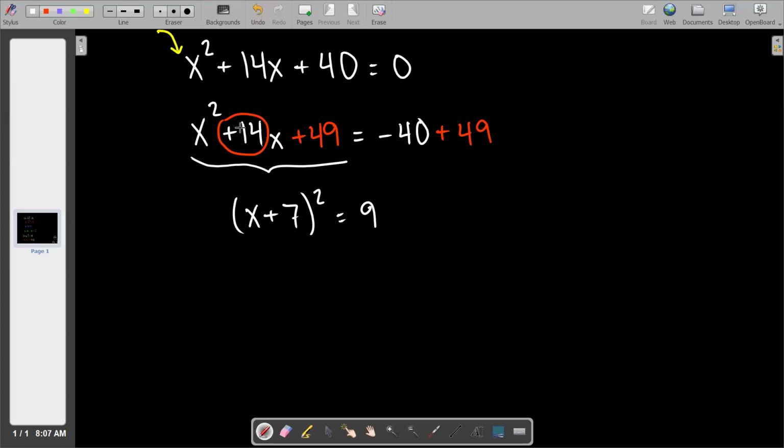I took half of the number that is circled in red, which is plus 7, and then I squared it, and that is 49. And that's where the magic number comes from.